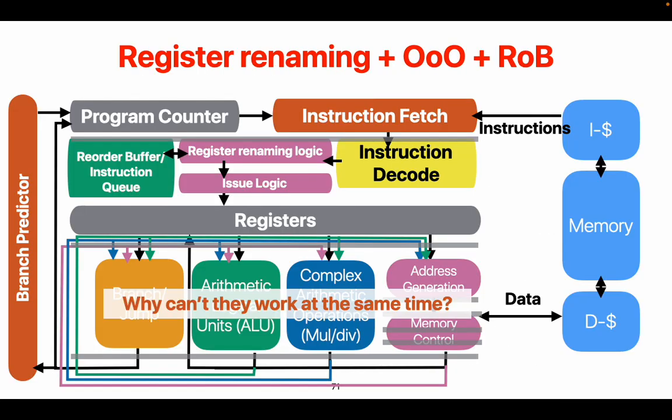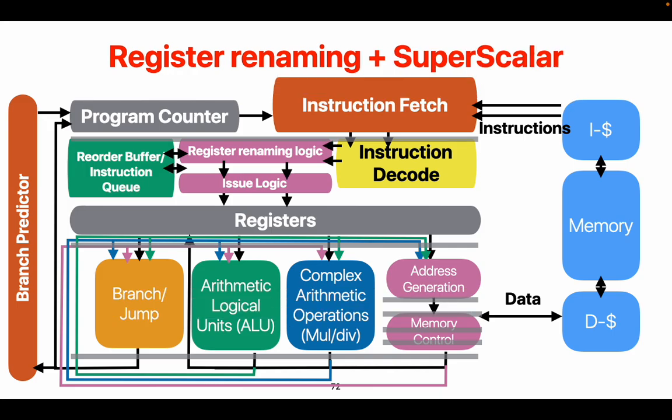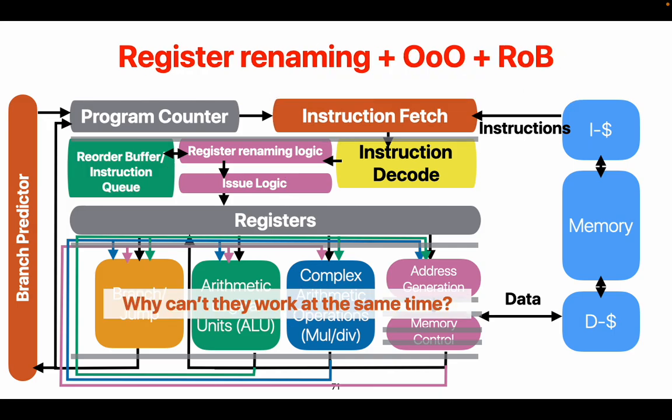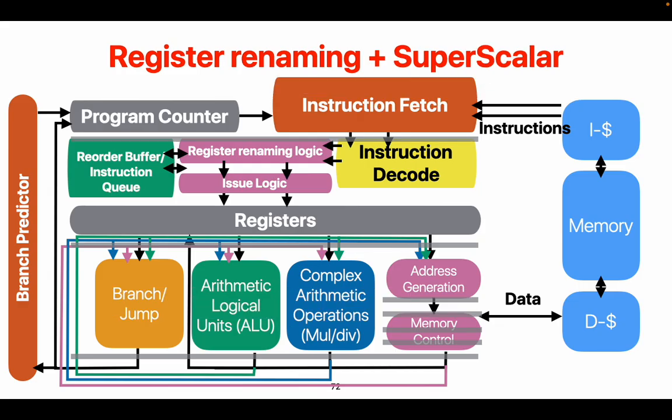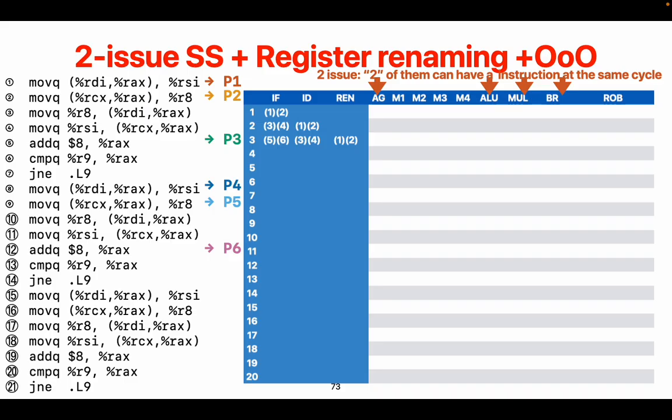So now, I want to fetch more. I want to execute more. So what you have to do is make your instruction fetch unit larger and make your issue logic more powerful. Right? This sounds simple, but it's actually very complicated. So I'm going to skip it.